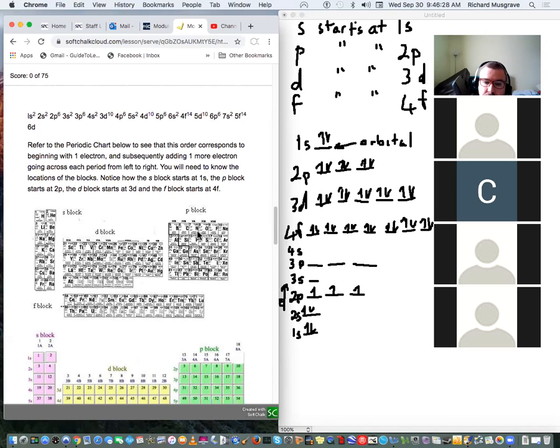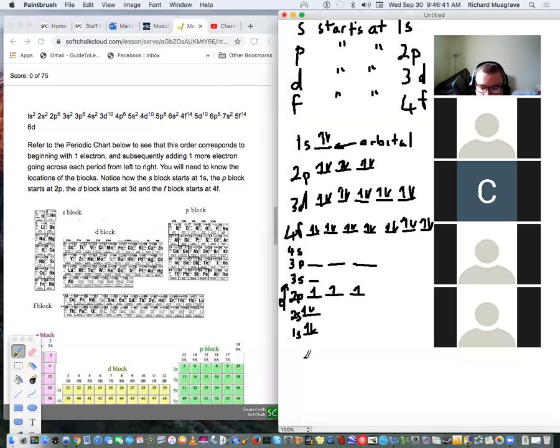I'm just a little bit confused with how you drew the diagram. That's all. I fundamentally understand the concept. Well, if you wrote it out, it would look like this. It'd be 1s2, 2s2, 2p3.